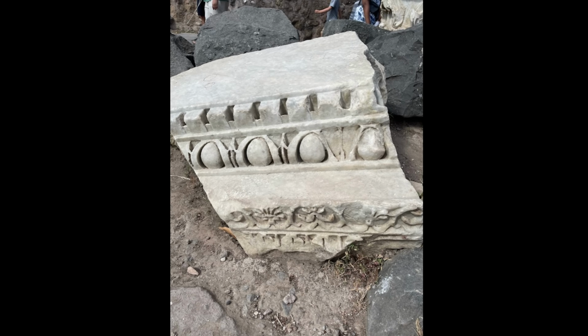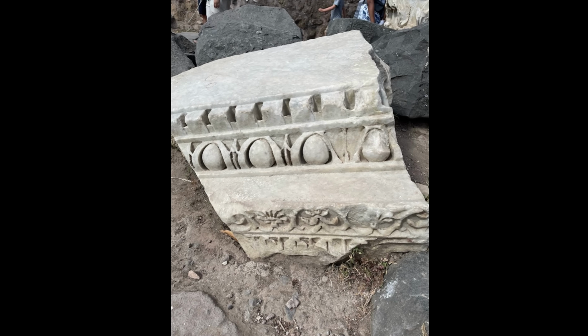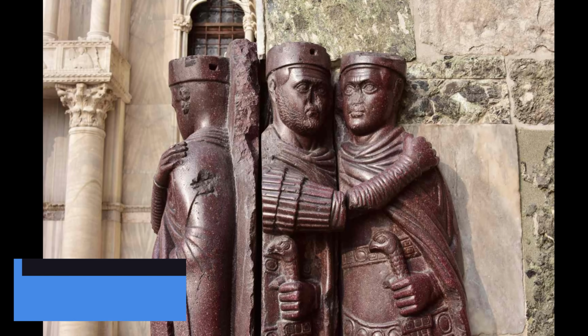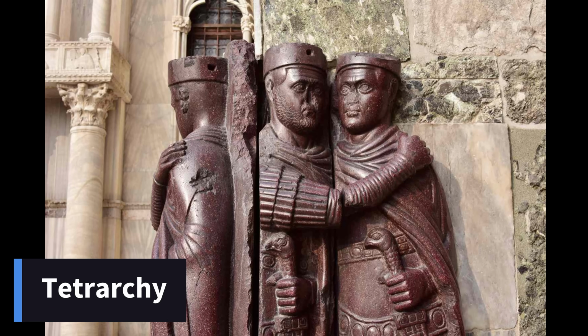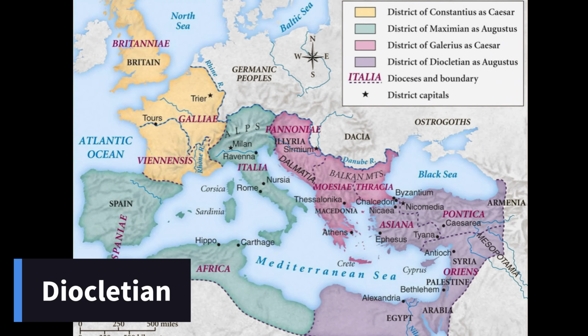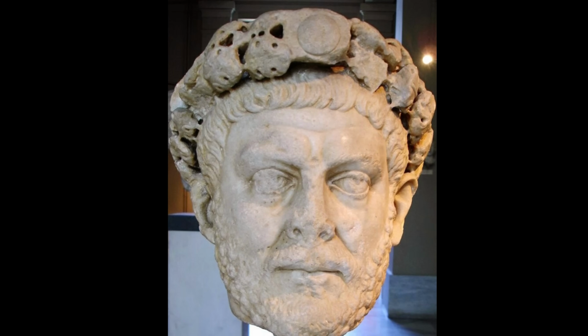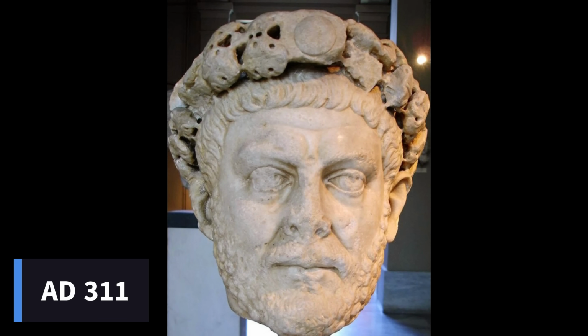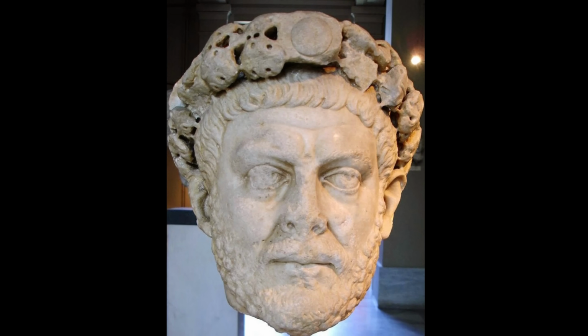Well, in the 4th century AD, the Roman Empire was fractured. The Tetrarchy, a system of 4 rulers, had been established by Emperor Diocletian to stabilize the empire. But after his retirement in 311, rival emperors competed for power.